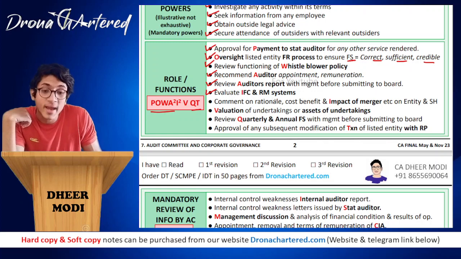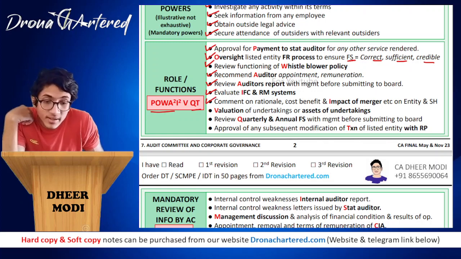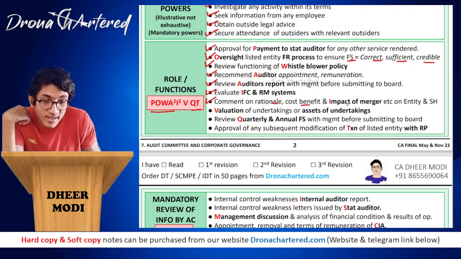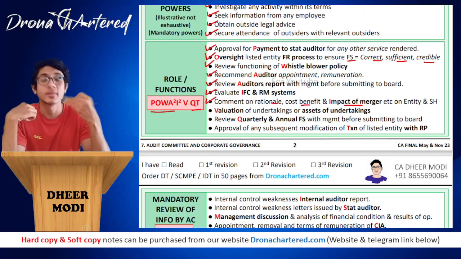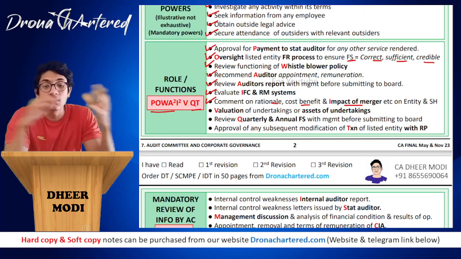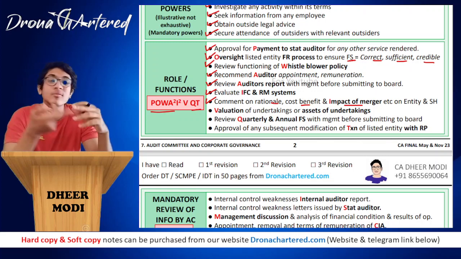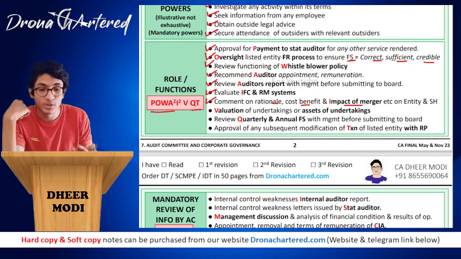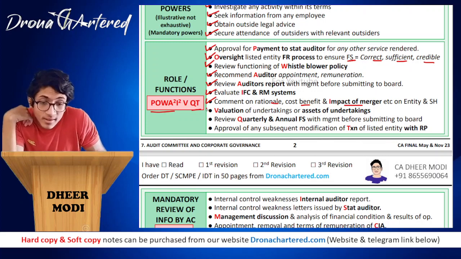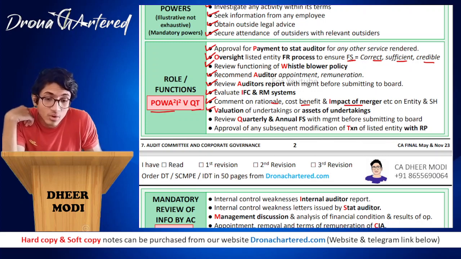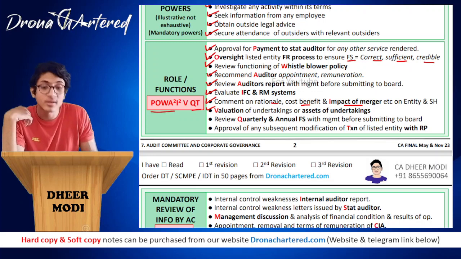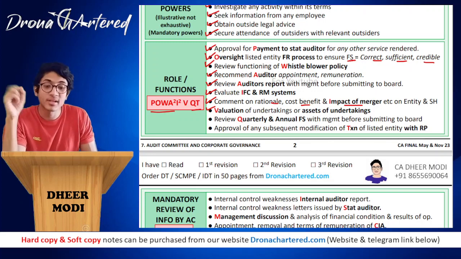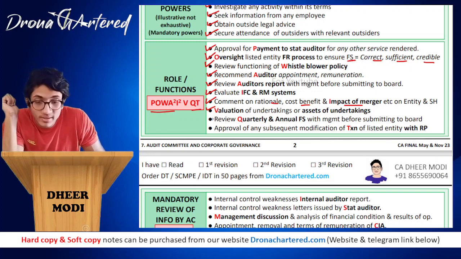Evaluate IFC and your risk management systems. Next is comment on the rationale, cost benefit and impact of merger, etc. on the entity and the shareholder. So if there is any merger happening, you have to state why we did it, that is your rationale, then your cost, the benefit and the impact of the merger, that is how it will affect you and your shareholders. Next is valuation of undertakings or assets of undertaking. So either valuation of undertakings or the assets of the undertaking, this will also be done by them.